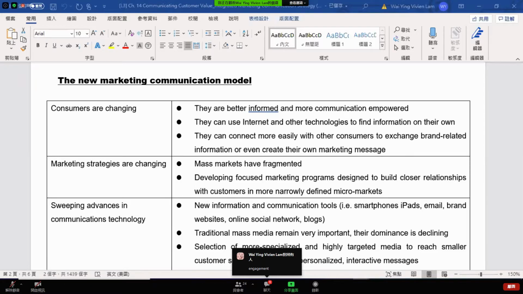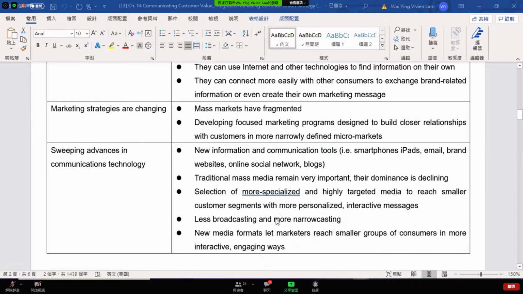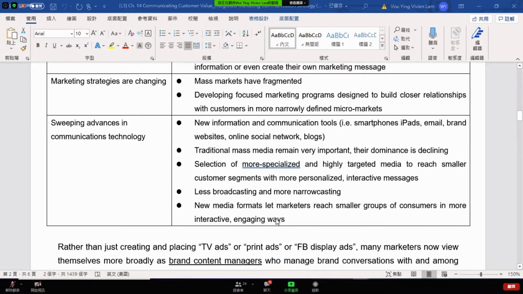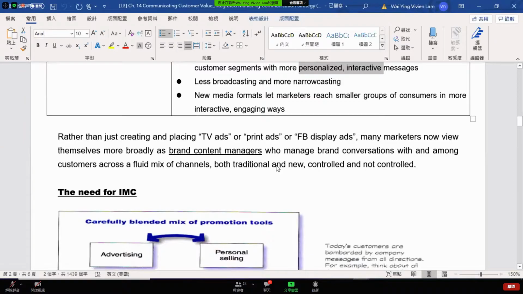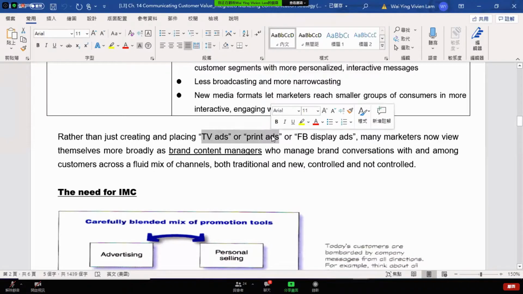And besides that, we try to blend different kinds of elements together. As I mentioned before, it's IMC, okay? You can't do it alone. And nowadays, we want to have more personalized and interactive media, meaning messages that are very personal. I will give you examples of personalized or interactive messages. And nowadays, those are the traditional media. And actually, within the marketing sectors, we have one person called brand content manager. Okay, what are they doing?